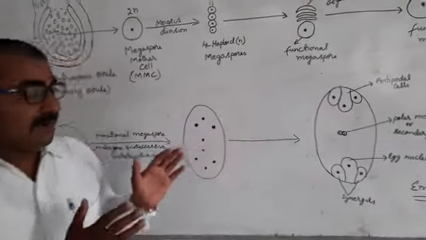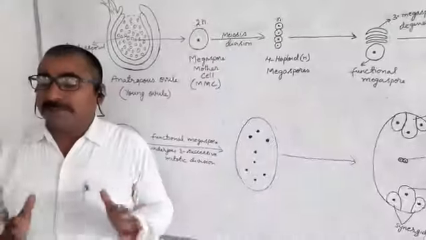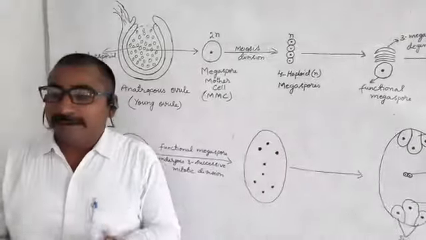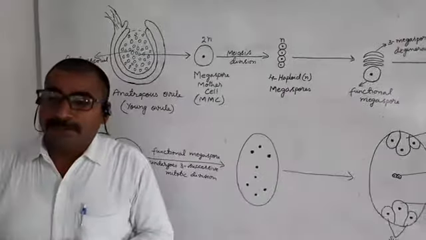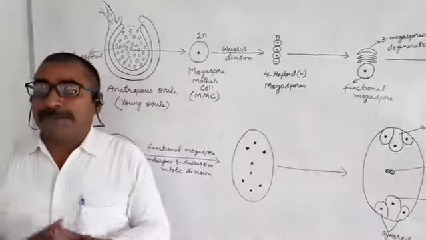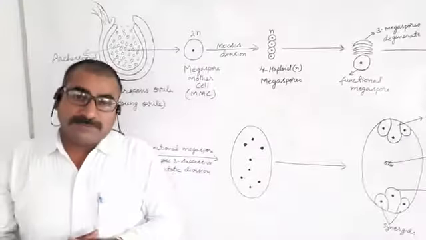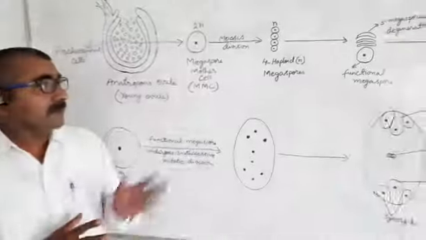This type of embryo sac or female gametophyte is called the 8-nucleate, 7-celled embryo sac, or monosporic development of the embryo sac or female gametophyte. Okay students, thank you.